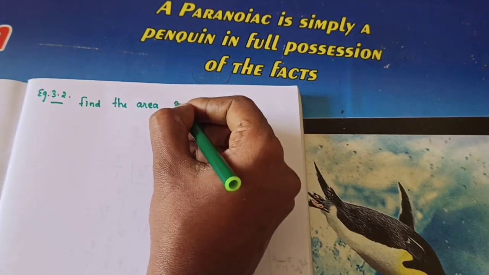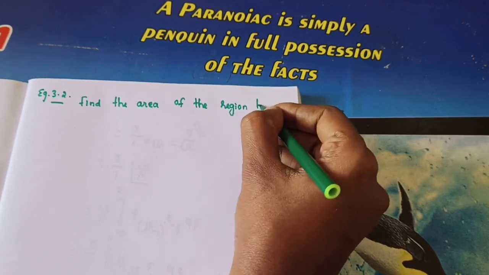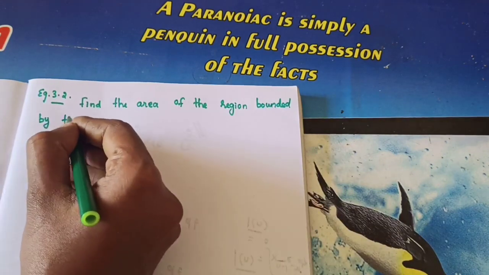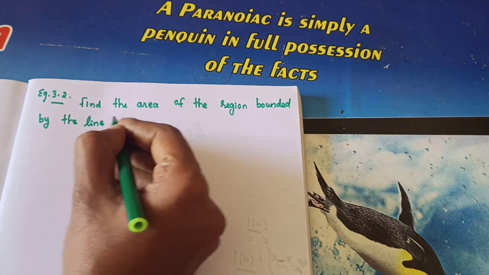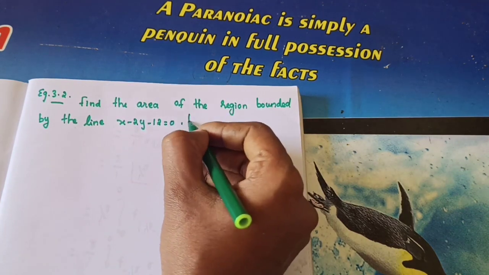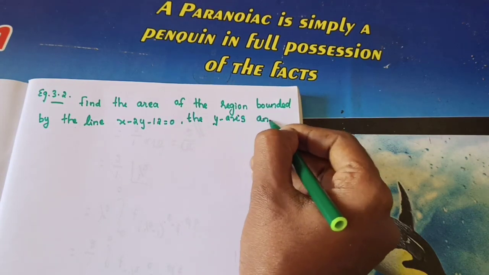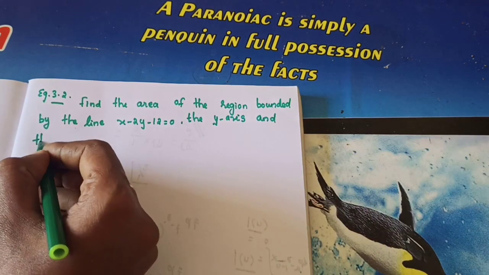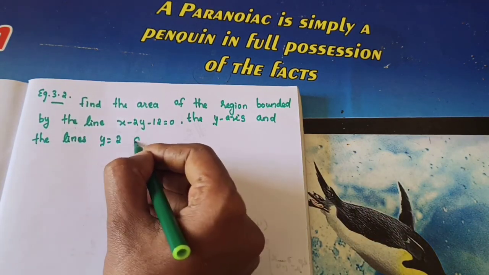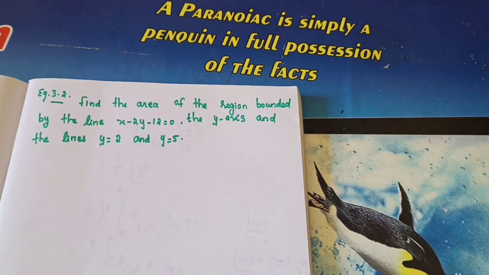The area of the region bounded by the line x minus 2y minus 12 is equal to 0, the y-axis, and the lines y is equal to 2 and y is equal to 5. So same as the previous problem, but there is a small difference.